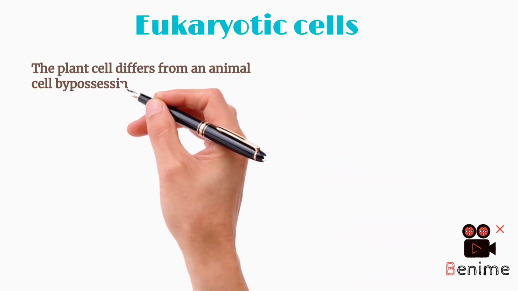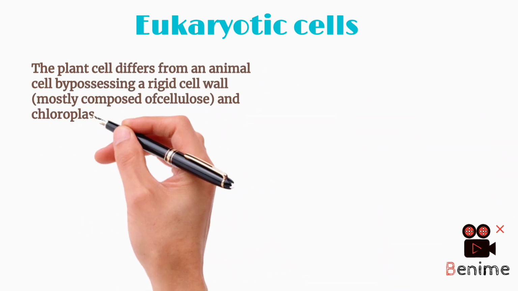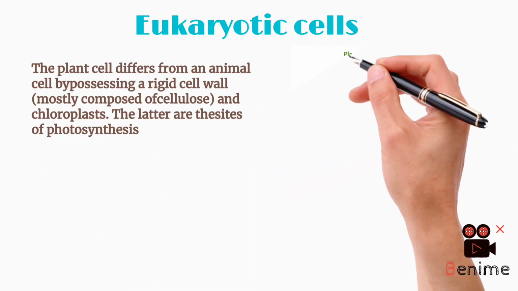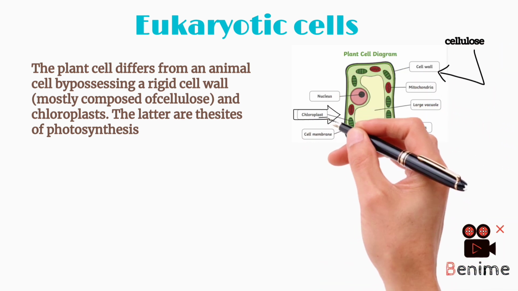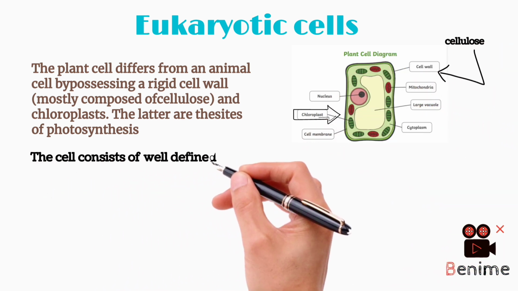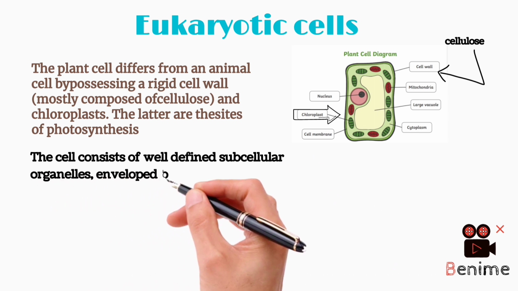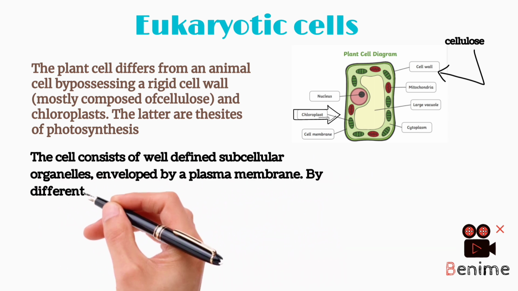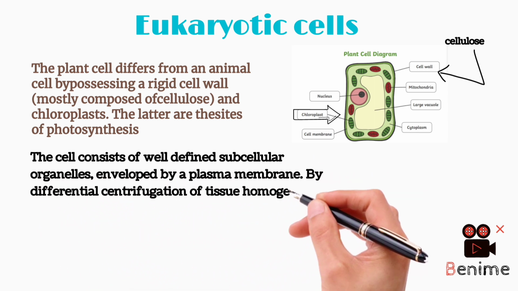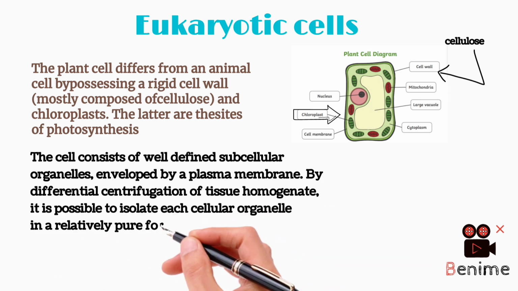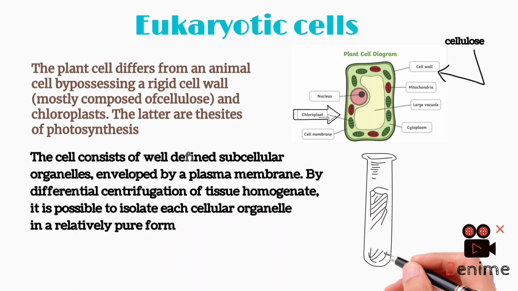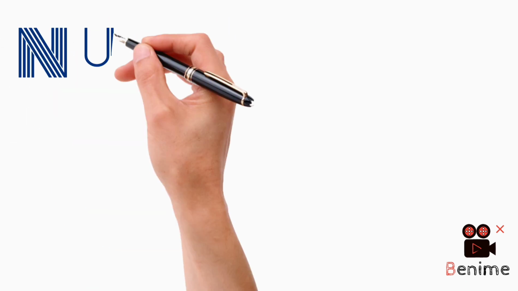The plant cell differs from an animal cell by possessing a rigid cell wall, mostly composed of cellulose, and chloroplasts. The latter are the sites of photosynthesis. The cell consists of well-defined subcellular organelles enveloped by a plasma membrane. By differential centrifugation of tissue homogenate, it is possible to isolate each cellular organelle in a relatively pure form.